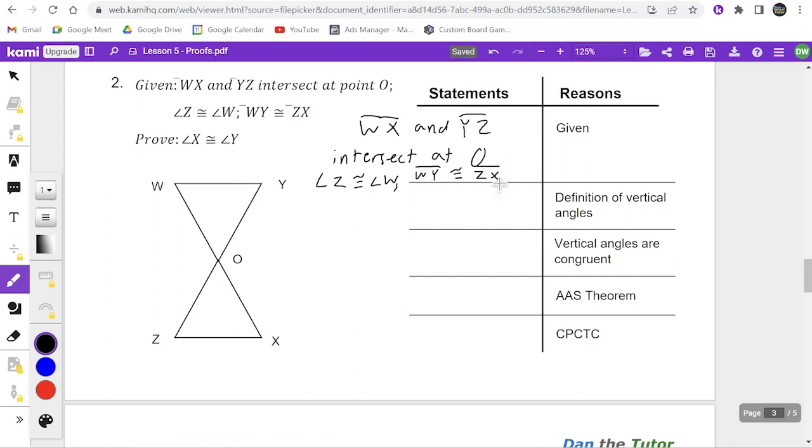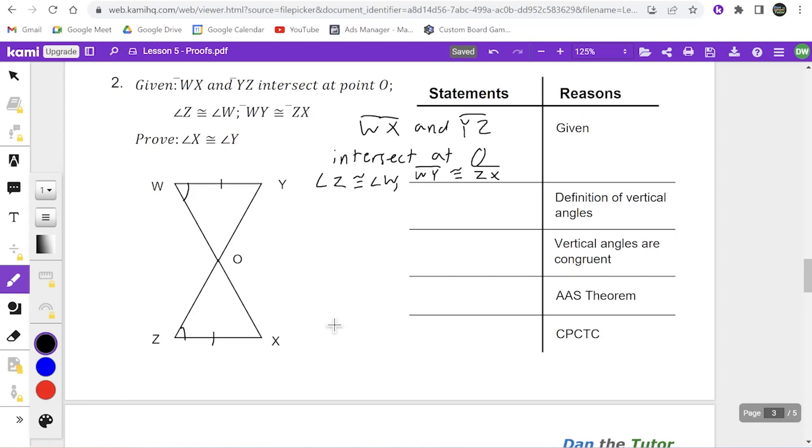Okay. So now I'm going to mark that on my diagram. So first of all, the fact that they intersect at point O, I don't need to say anything about that. I don't need to indicate that. What I am going to say is angle Z and angle W are congruent. So 1 tick mark there, 1 tick mark there. And then we also say WY, which is right here, is congruent to ZX, which is down here. And that's what we know so far.